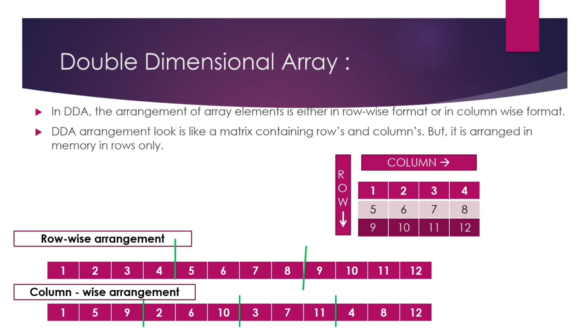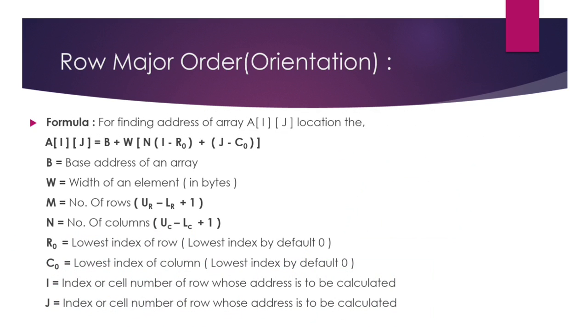And we have different formulas for both of them. See the formula for row major order, or row major wise. We have a formula to find a particular location. What location do we have to find? The location is a combination of row and column, where I is the row and j is the column. If I have to find the address of the third row, fourth column, then I is third and j is fourth.